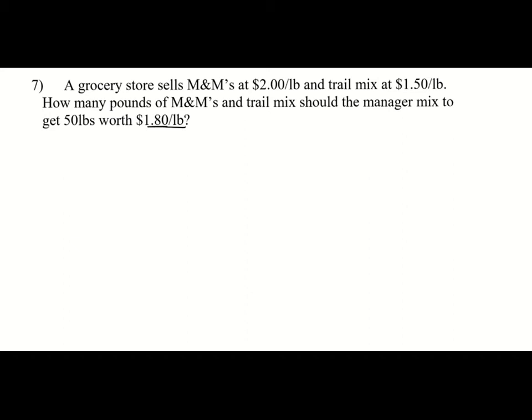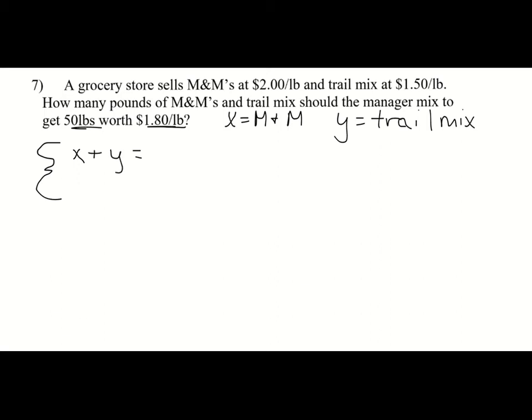We're going to make x be our M&Ms and y will be the trail mix. Okay. So when we're writing our equation here, first thing we want to know is they want to get 50 pounds worth. So they want to mix a certain number of pounds of M&Ms plus a certain number of pounds of trail mix to get 50 pounds. So this is the weight of the M&Ms for X and the weight of the trail mix for Y.